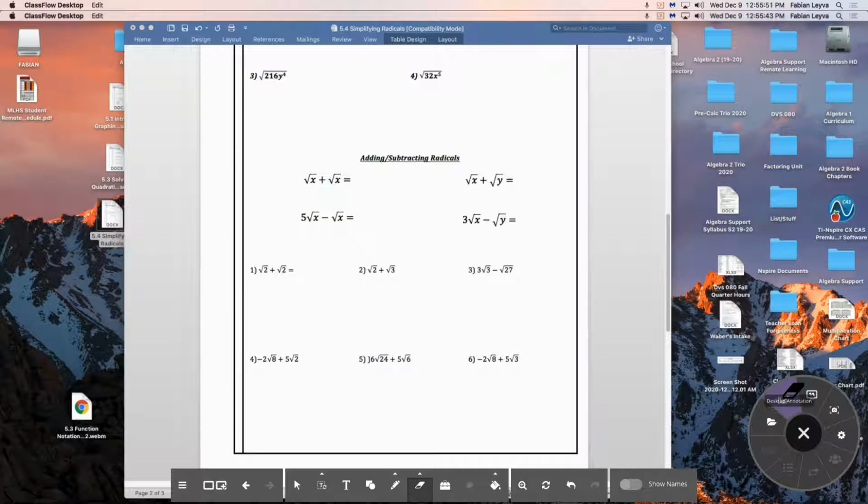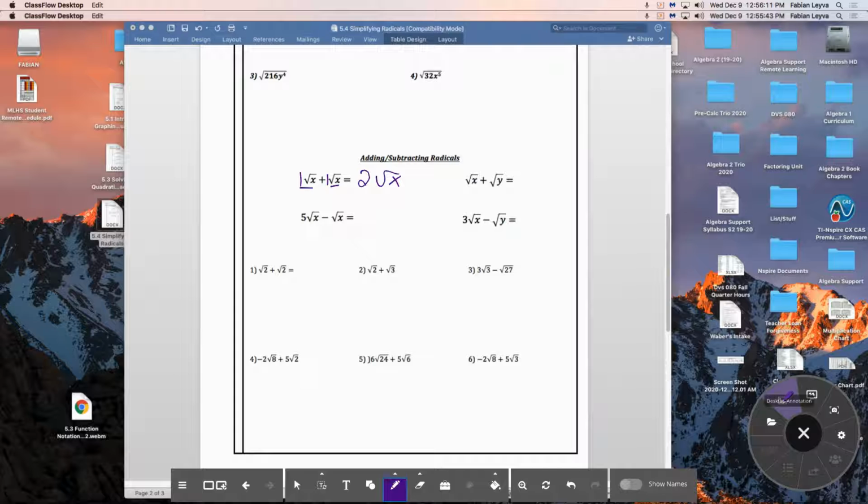So when you're adding and subtracting radicals, they're kind of like variables. You can only add or subtract the radicals that are the same. So if you have a square root of x plus the square root of x, well, how many square root of x's do you have? You have 2 square root of x. You can add them up. Think of them as the leading coefficient as 1. 1 square root of x plus 1 square root of x equals 2 square root of x.